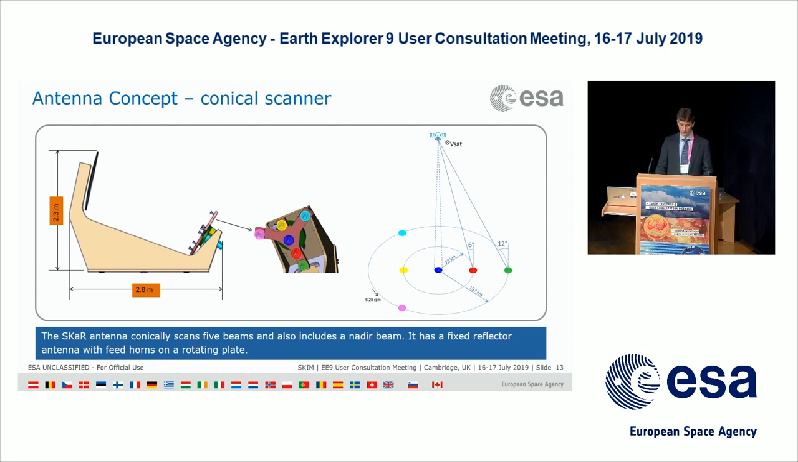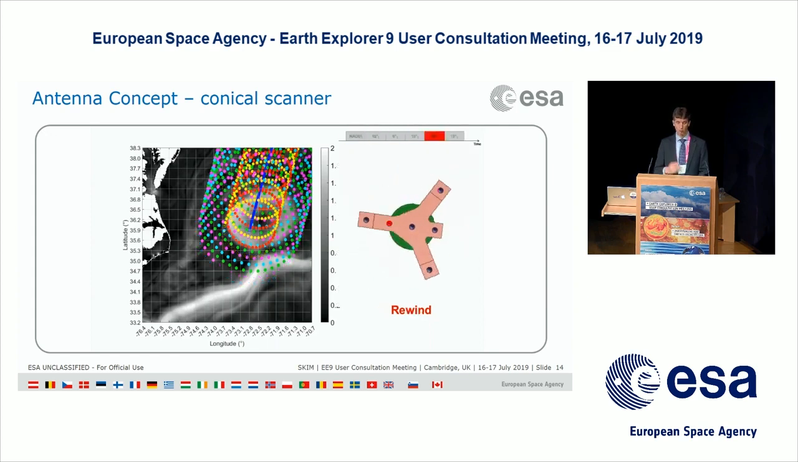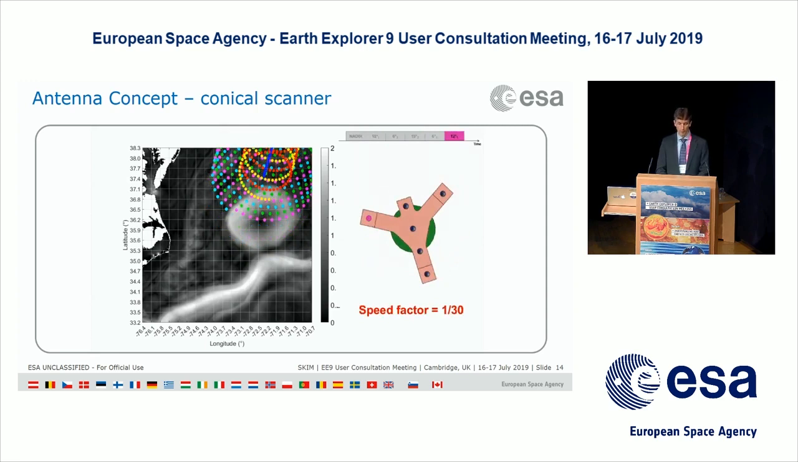The rotation here is the actual rotation speed that the plate would have when we're flying in orbit. Of course, this is a bit too quickly for you to follow what's going on. So let me rewind that and do it a bit more slowly. So here you can see that we are successively firing off beams from the different feed horns, while this plate is rotating a bit more slowly this time. And once we fired off all the beams, we go back to the nadir beam.